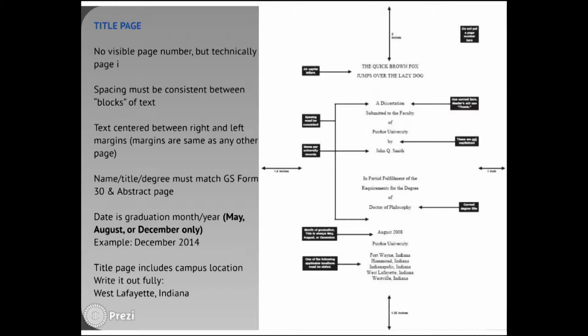Make sure that your text is centered between the right and left margins. The margins on this page are the same as any other page. The left margin is 1.5. Top is officially 1, but again, you'll start your heading at 2 inches down, 1 inch, and then 1.25 inches. Make sure that your name, title, and degree also match as necessary. For example, again, make sure that this matches with the information that you submit in your ETD information and on your forms.